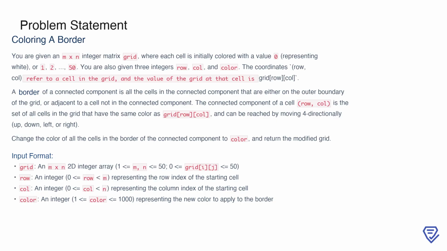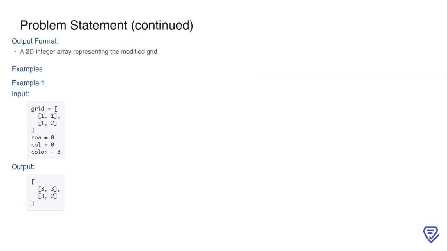The task involves identifying the border of the connected component that includes the starting cell. A connected component is formed by all the cells with the same color as the starting cell, and these cells must be reachable via up, down, left, or right movements. The border of this component includes cells that are either on the edge of the grid or are adjacent to cells outside the connected component. Once the border is identified, we need to change the color of these border cells to the new color and return the updated grid. The output of this problem is a 2D integer array, which represents the modified grid after updating the border cells. Let's consider an example.